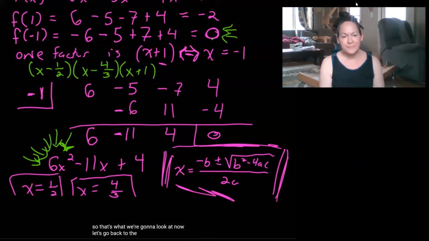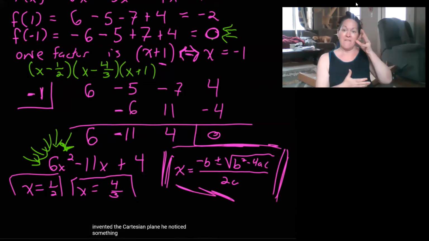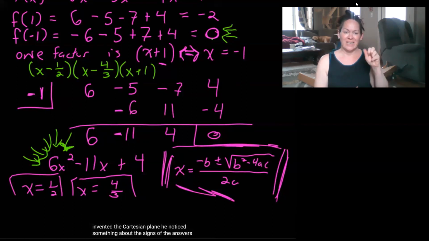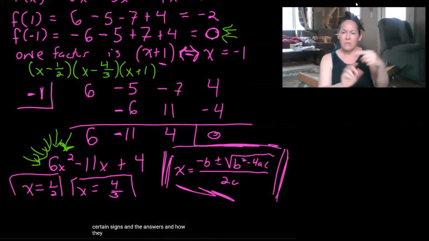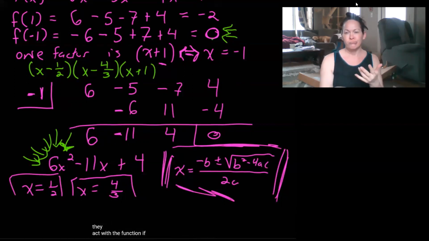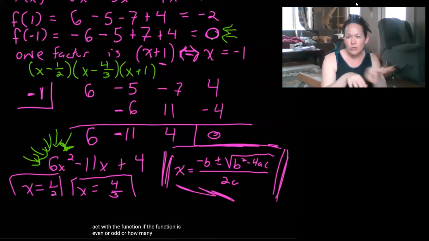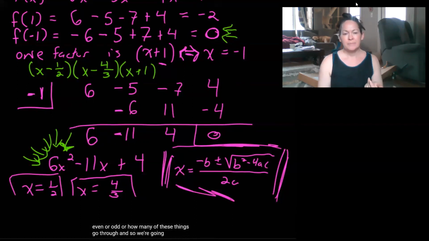And let's go back to Descartes, the guy who invented the Cartesian plane. He noticed something about the signs of the answers and what happens when you get certain signs in the answers and how they react with the function. If the function's even or odd, or how many of these things go through. And so we're going to get another rule.